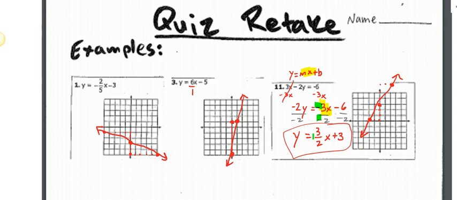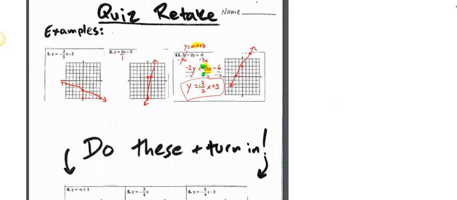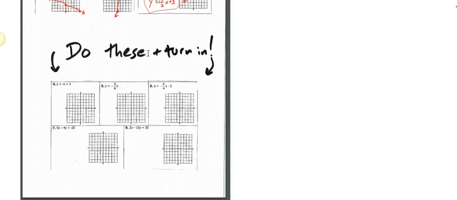Those are 3 examples. Listen to them again if you need to. These problems at the bottom, do those quickly and turn them in to help raise your grade. Okay? Once you're done with that, video number 2, get your pink packet out.